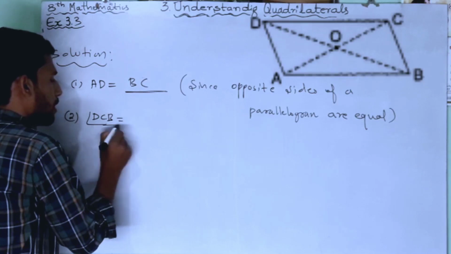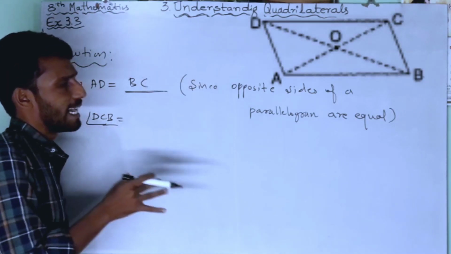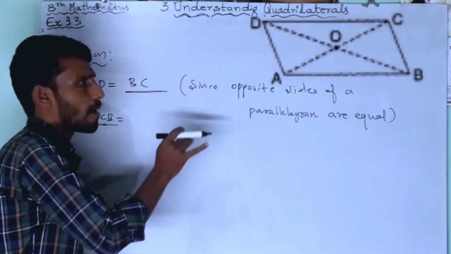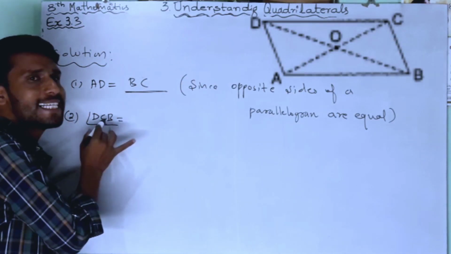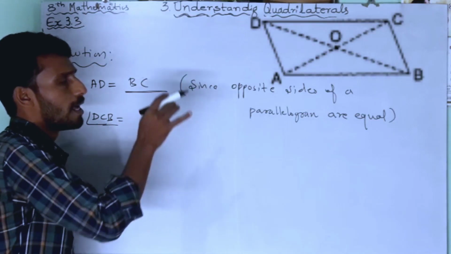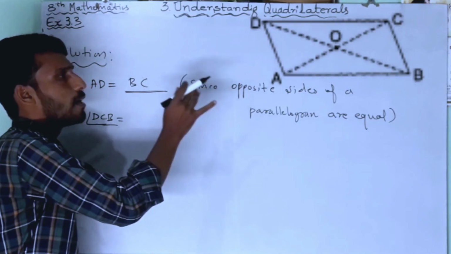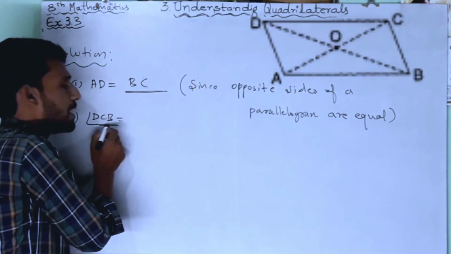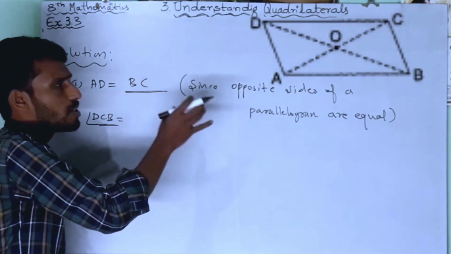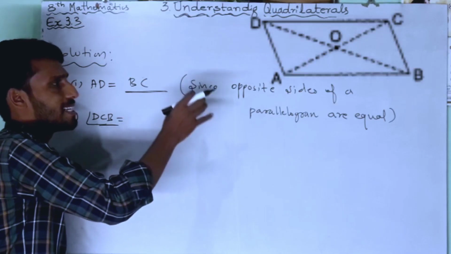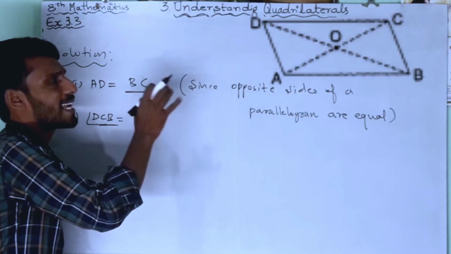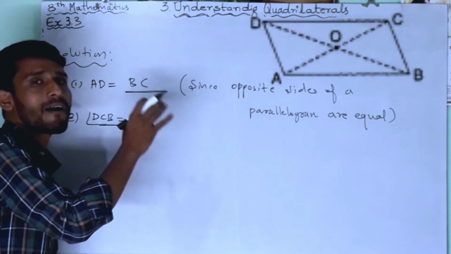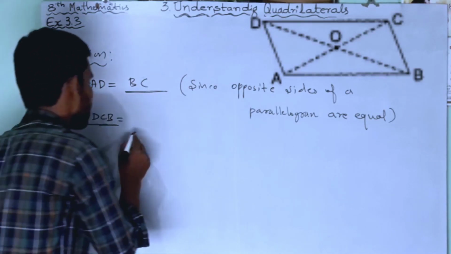DCB. Dear friends, you observe this figure here. In this parallelogram, here angle given here DCB is equal to the opposite angle of a parallelogram. DCB angle given here, the opposite angle of a parallelogram, that is DAB. Both are equal because the opposite angles of a parallelogram are equal. Okay, let us see here.